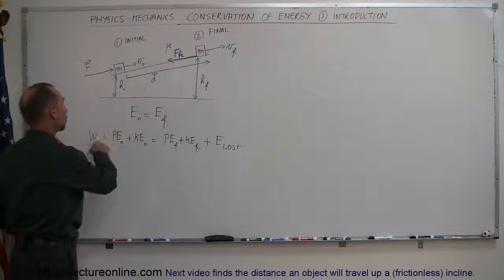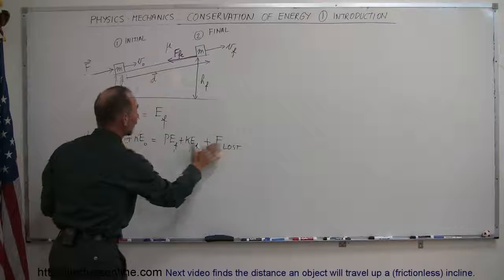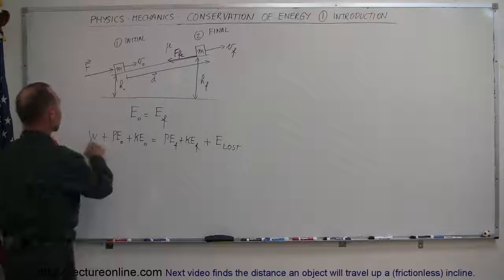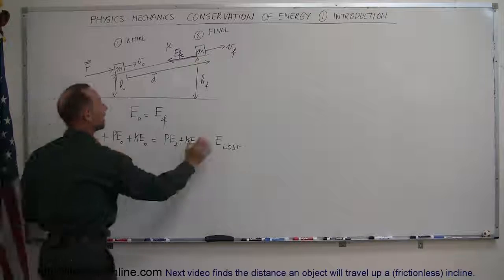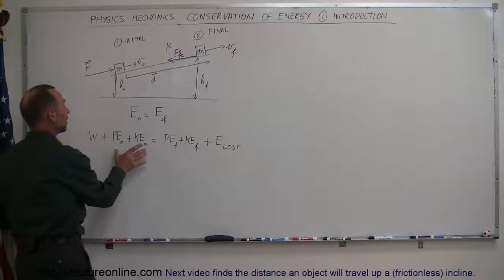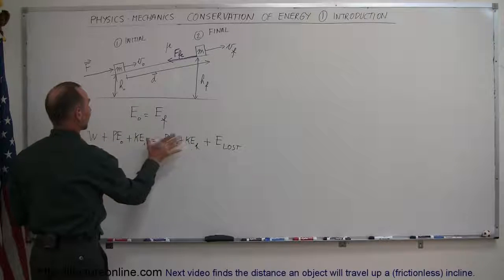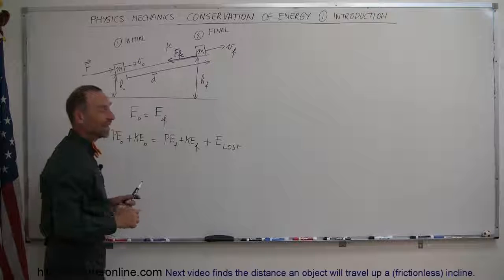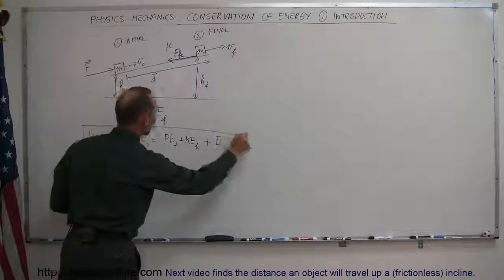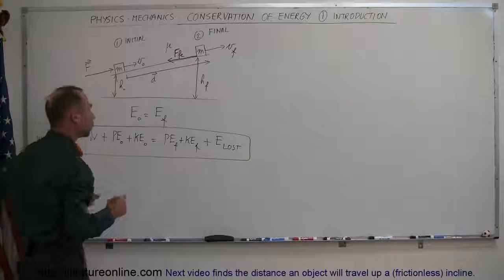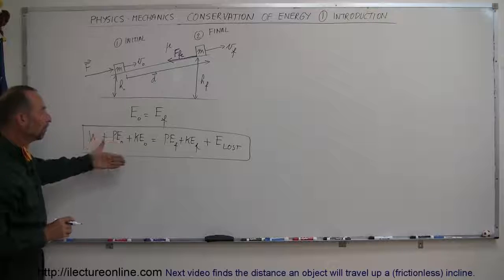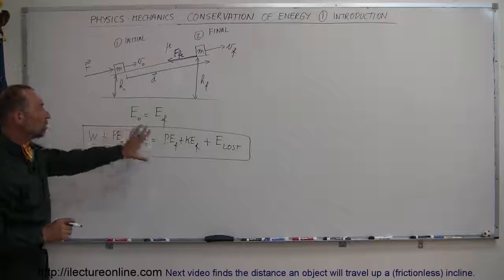If the work we put into the system was greater than the energy lost, then these two will be greater than those two combined. And if the work put into the system was less than the energy lost over here, then of course more energy was lost, and that means that the total sum of these two would be less than the total sum of those two. And that's kind of the way to look at it. So this equation right here is the all-inclusive equation that will be able to solve just about any conservation of energy problem. And I'm going to show you a whole bunch of examples by using this equation.